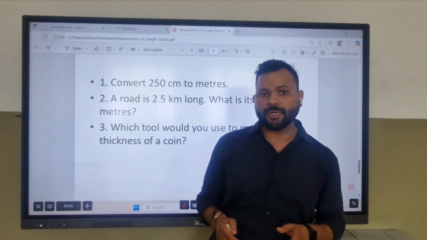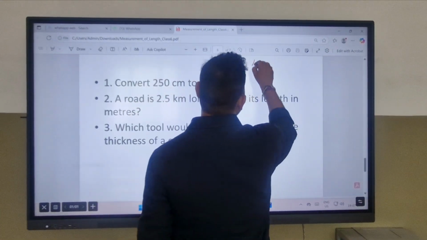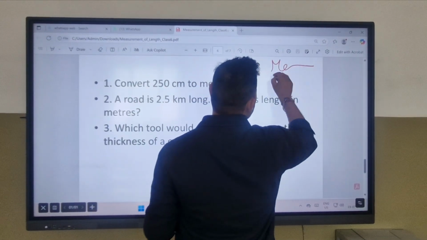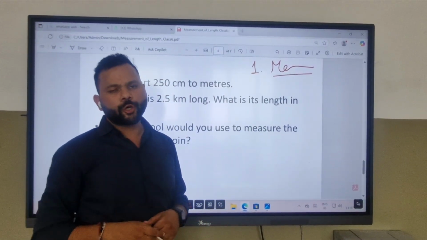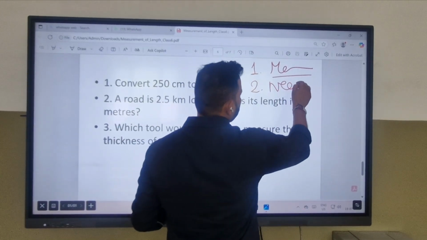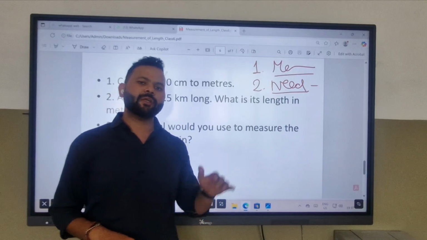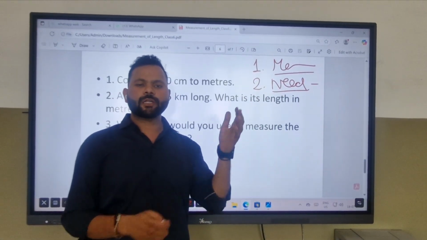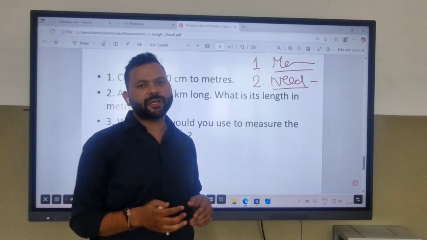Let me recall the points one by one, what we have learned. First thing we have learned is about measurement. What is measurement? Comparing an unknown quantity to a known quantity. Second thing we have learned is the need of measurement. We have learned about the hand span, we have learned about the forearm. So we have learned why there is a need of measurement.